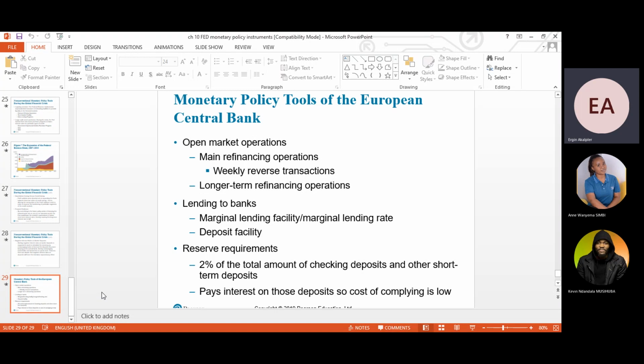As I mentioned to you, 2% of the total amount of the checking deposits and the other short-term deposits can be used, or some interest is paid on those deposits, so the cost of complying is expected to be low. This is how it is realized in the open market operations and in the reserve requirements. I think this was today's presentation.